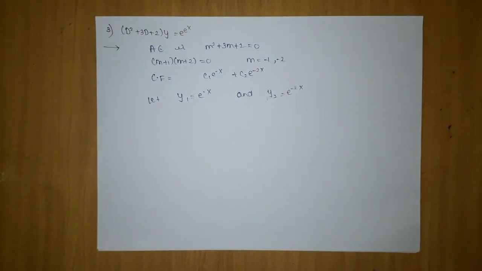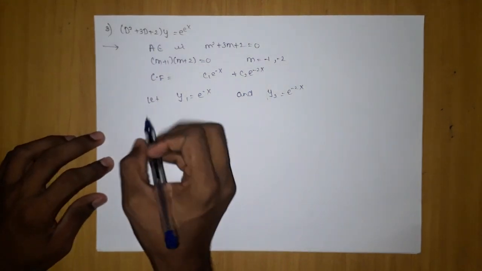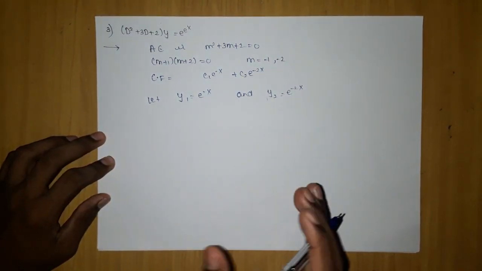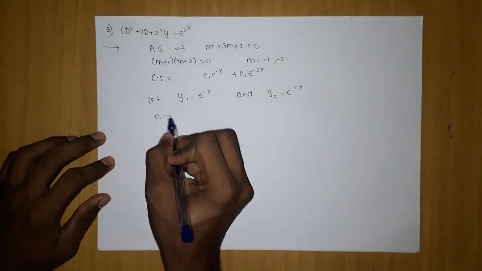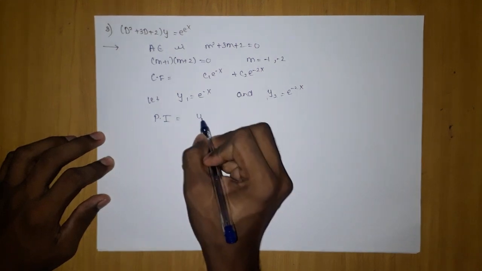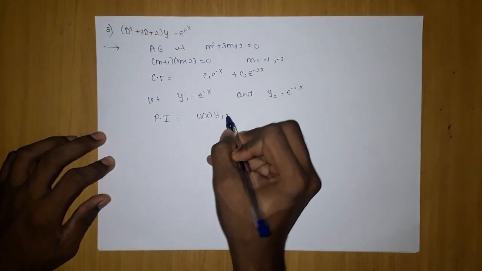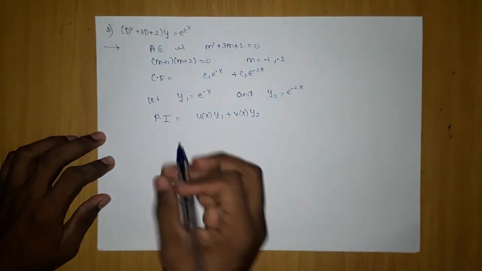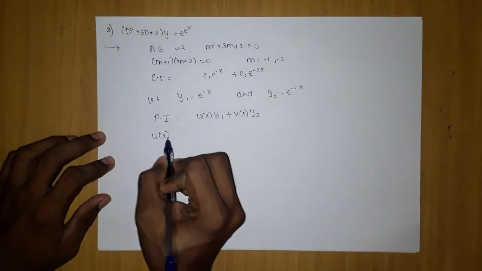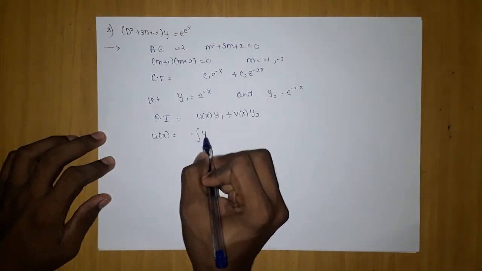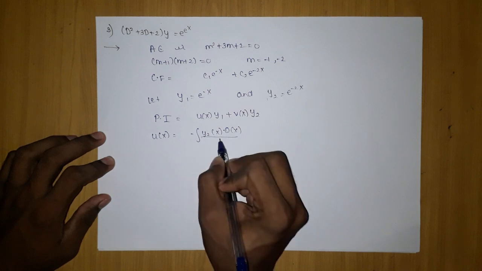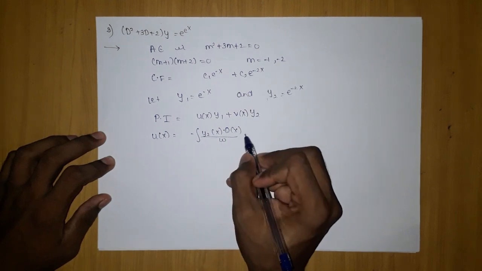Now, what we write by the method of variation of parameters, the particular integral is given by u of x into y1 plus v of x into y2. Now we need to get u of x and v of x. We know the u of x formula, which is minus the integral of y2 into q of x by W, where W is the Wronskian.